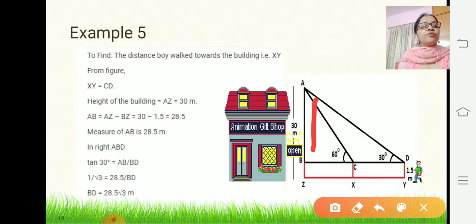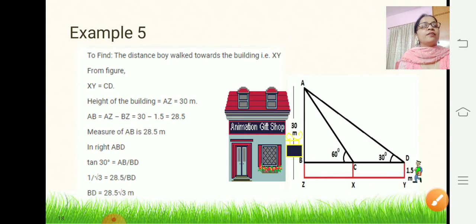So, in right angle triangle ABD, tan 30 will be equal to AB by BD. Please remember, you have to take the right angle triangle. Do not make the mistake of taking CD instead of BD, because the right angle triangle is ABD, it is not ACD. So it will be AB by BD. So you get the measurement of BD, which is 28.5 root 3 meter.